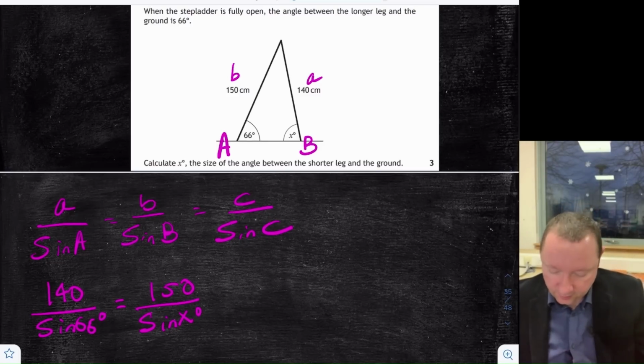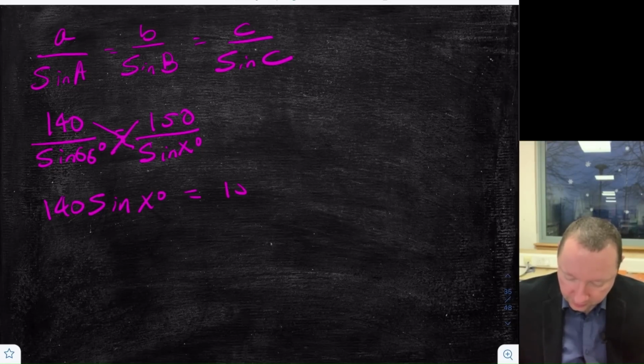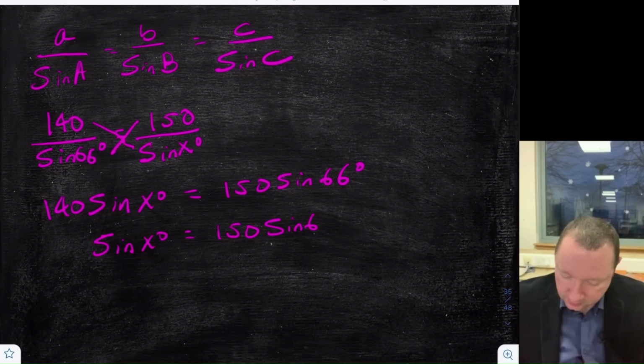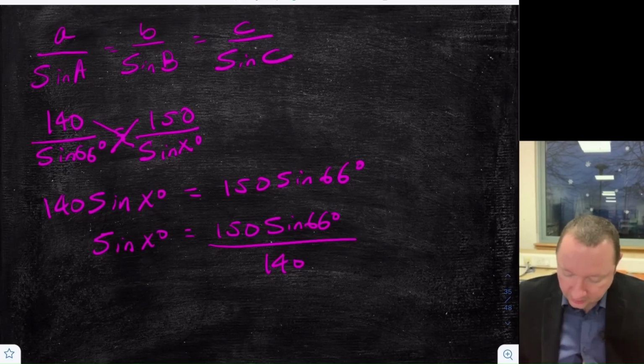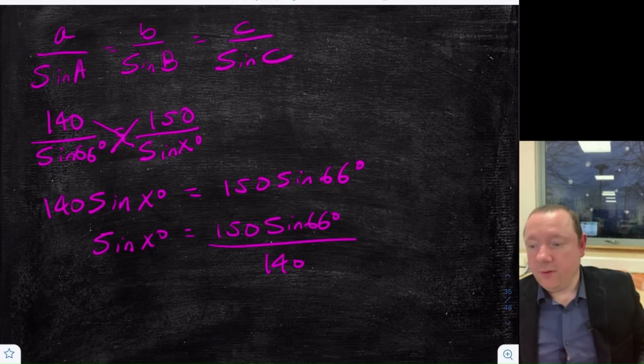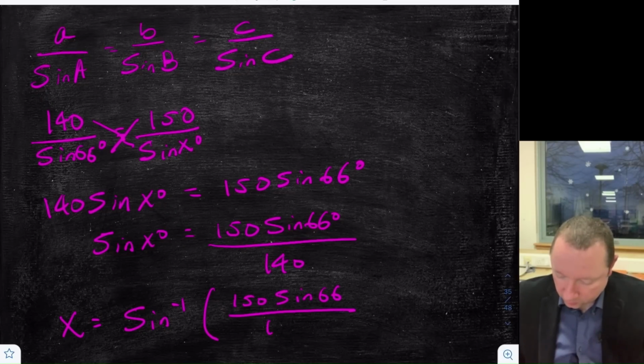You can now rearrange that to make sine X the subject. So I always think of it as a cross. This times this, 140 sine X, equals this times this, 150 sine 66. So now dividing by 140, sine X is 150 times sine 66 over 140, and you would get a mark for that. And then your final mark for finding X. So you need to do the inverse sine, because they've got sine X, so X equals the inverse sine of 150 times sine 66 divided by 140.